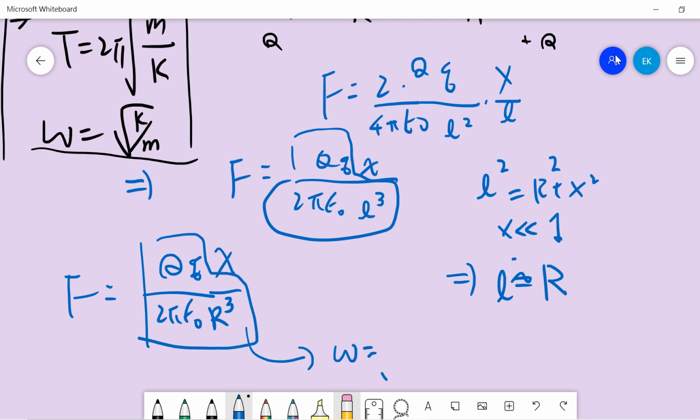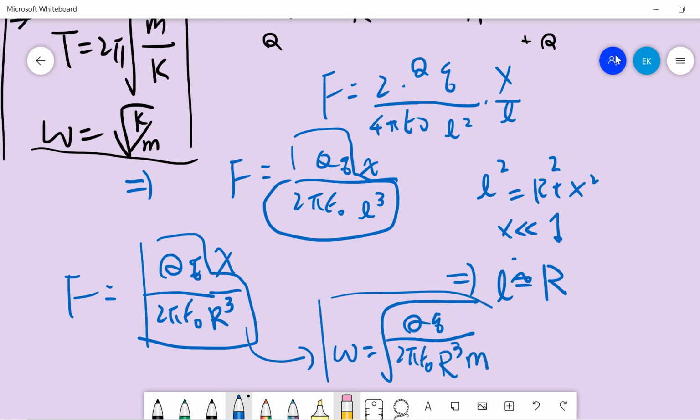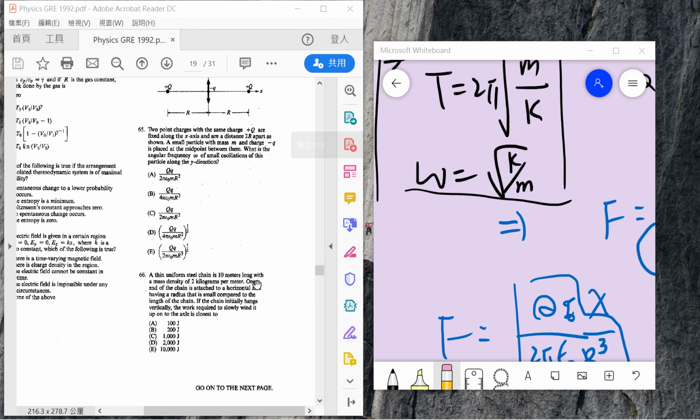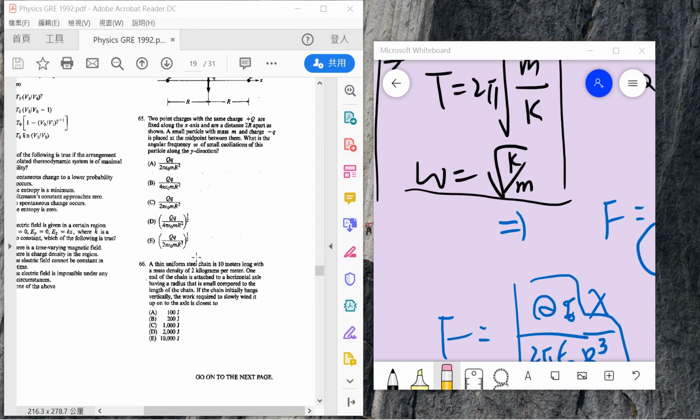So omega is just the square root of large Q times small q divided by 2 pi epsilon naught R cubed times m. Okay, so which one is the answer? The answer should be E.